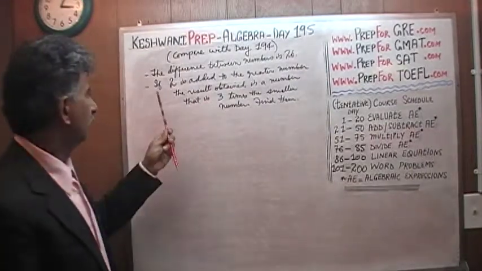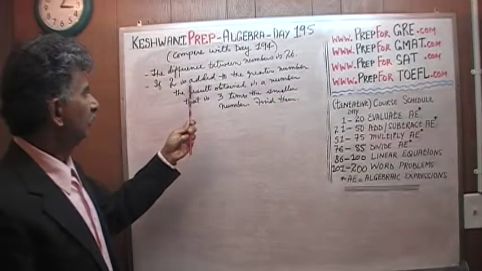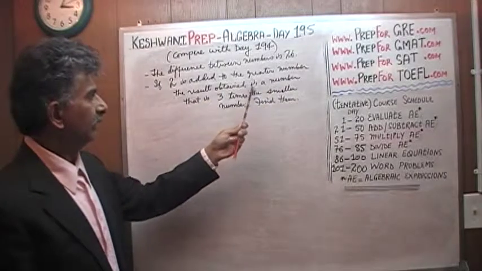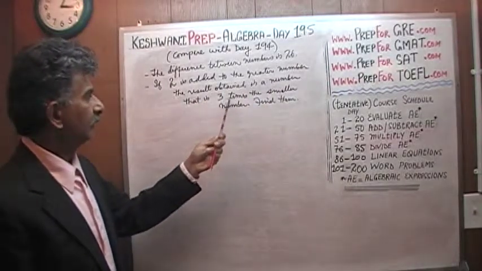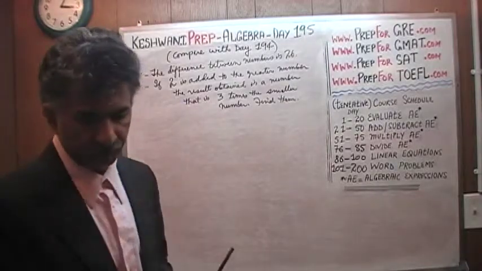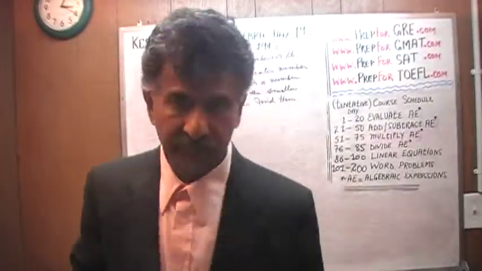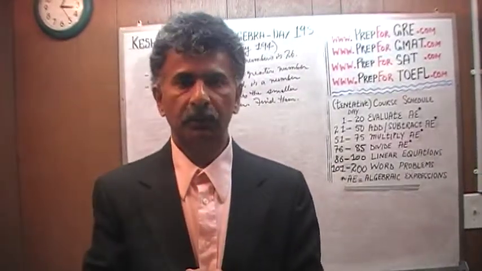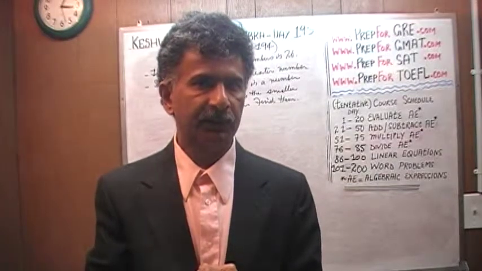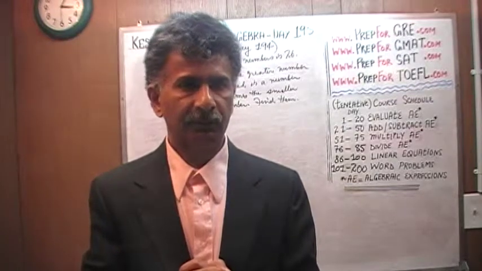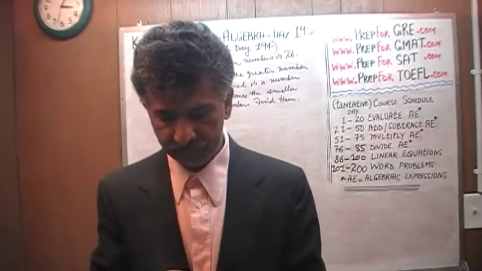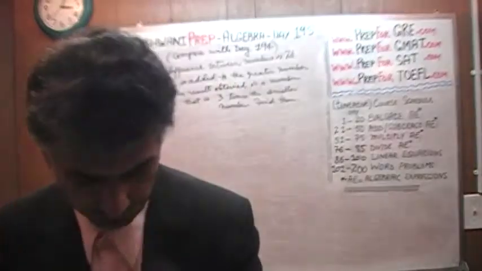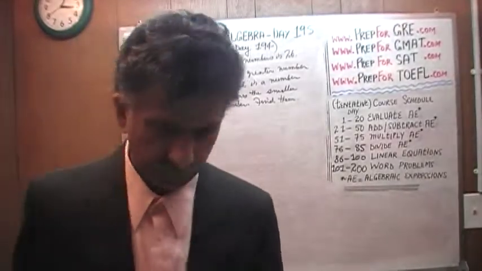We are further told that if 2 is added to the greater number, the result obtained is a number that is 3 times the smaller number. So we have two numbers. We are told that their difference is 26. We are further told that if we were to add 2 to the greater number, what we'll have on our hand is a quantity which is going to be 3 times the smaller number. The question simply is, what are the numbers? Pause the video, solve it yourself first before you watch the rest of the video.